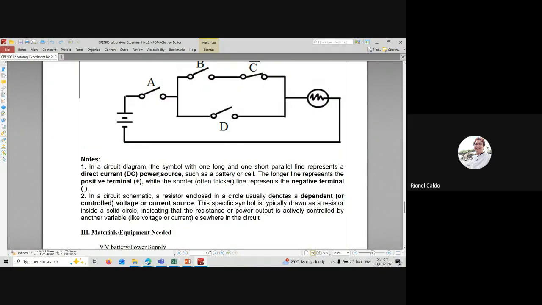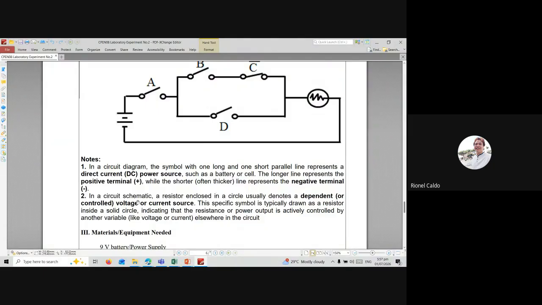In a circuit diagram, the symbol with one long and one short parallel lines represents a direct current or the DC power source, such as battery or the cell. In your case, the power supply or the 9 volts battery that you're using. The longer line represents the positive terminal, while the shorter or the often thicker line represents the negative terminal.